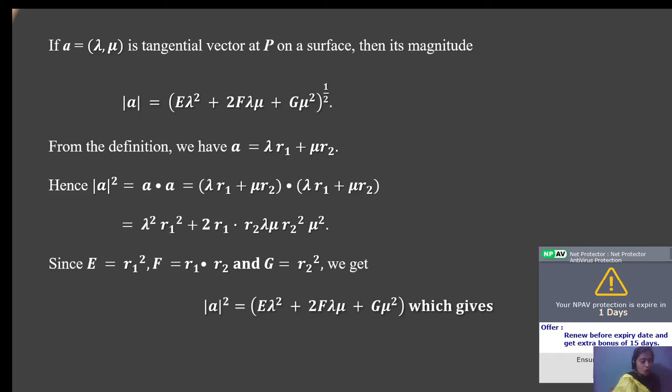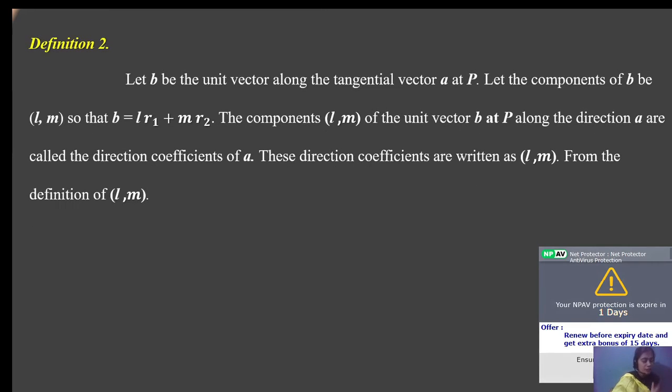Mod of A square equals E lambda square plus 2F lambda mu plus G mu square, which gives the equation mod of A equals the square root of E lambda square plus 2F lambda mu plus G mu square. This is the first definition.